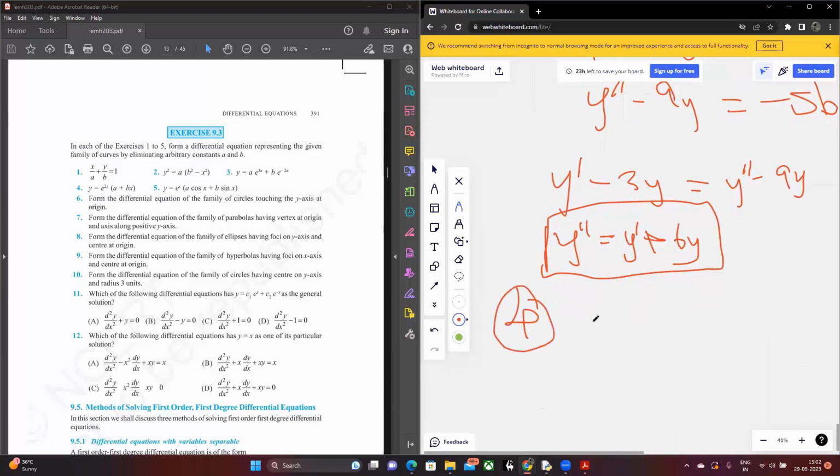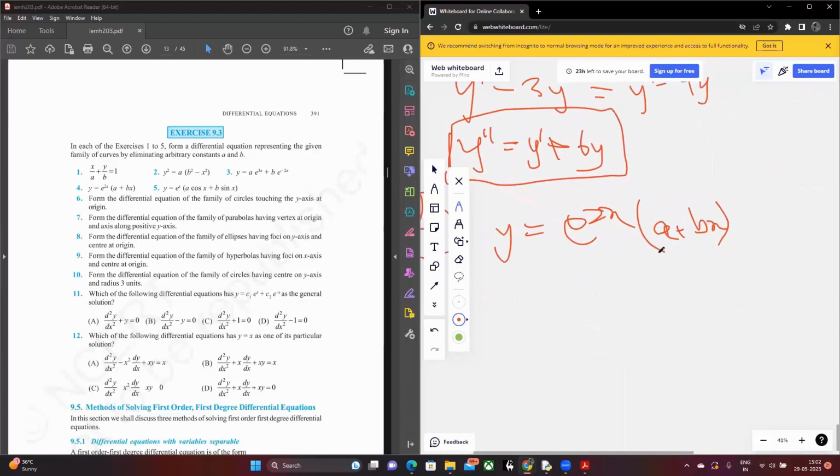Question number 4: y equals e power 2x times a plus bx. Again, two arbitrary constants, order 2. First of all, what is y dash? It is 2a e power 2x plus e power 2x plus 2bx e power 2x.